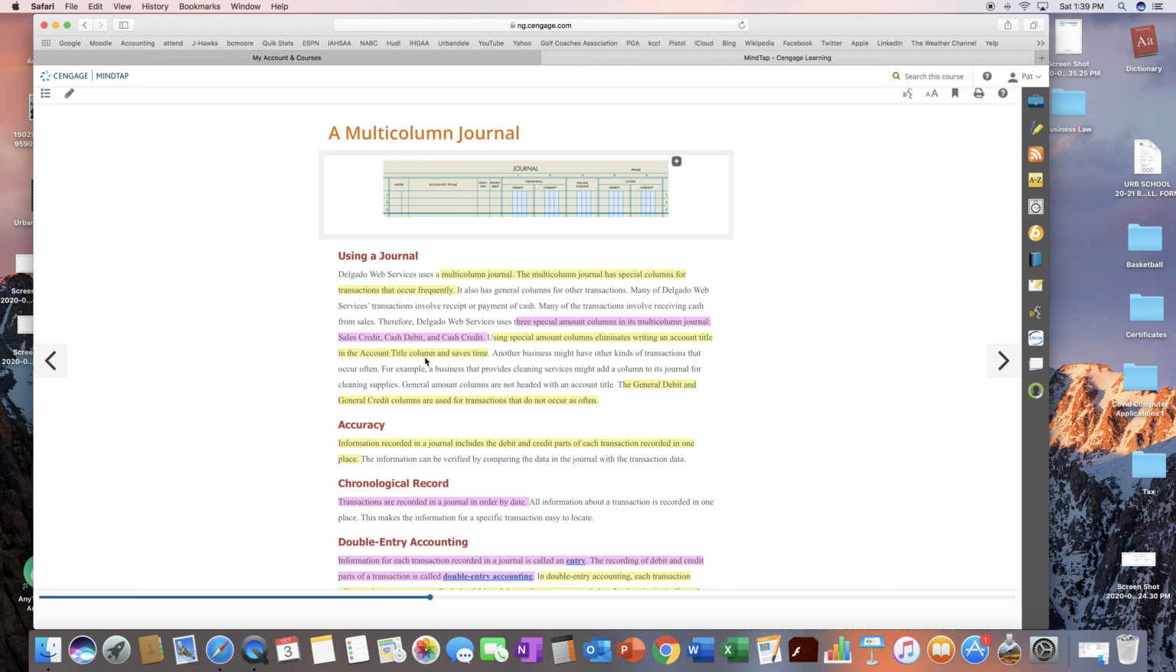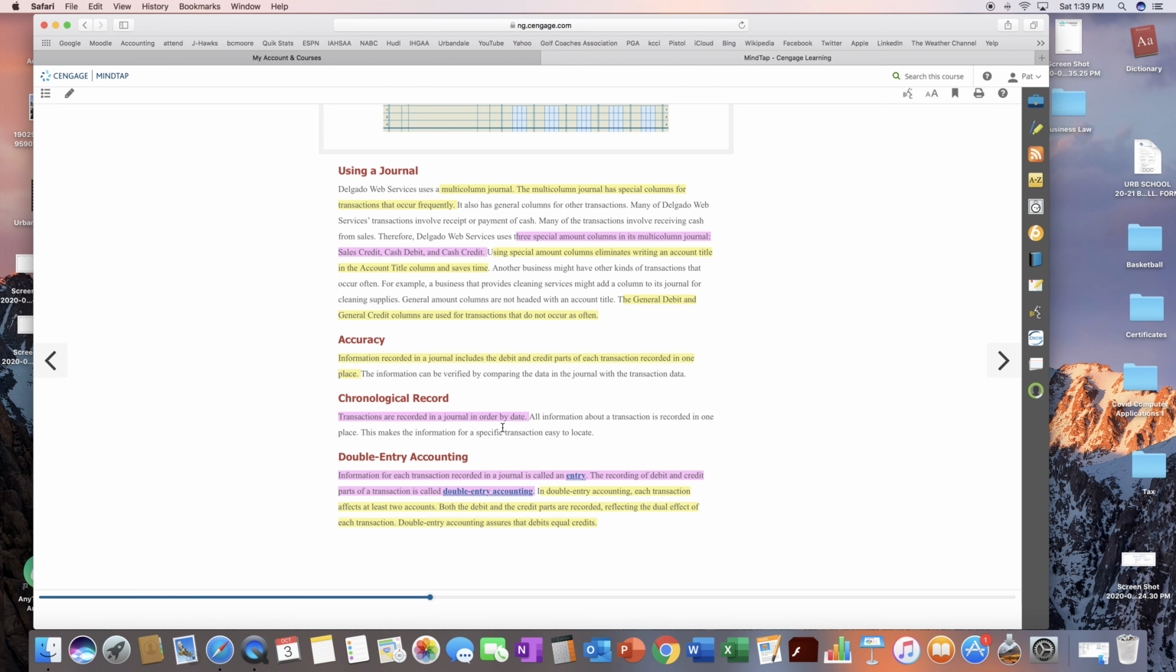There are 3 special amount columns in the multi-column journal: sales, cash debit, cash credit. This is, like we said, done to save time, making sure that the general debit and credit columns are for accounts like rent expense or capital, because they just don't happen as often as cash.